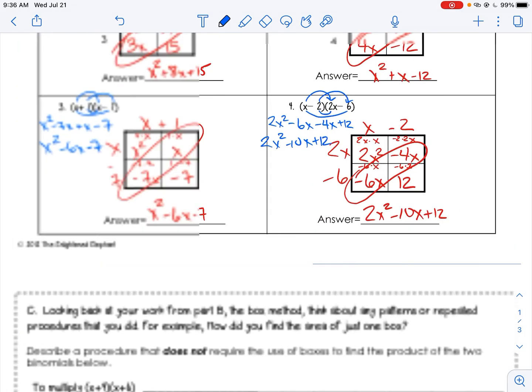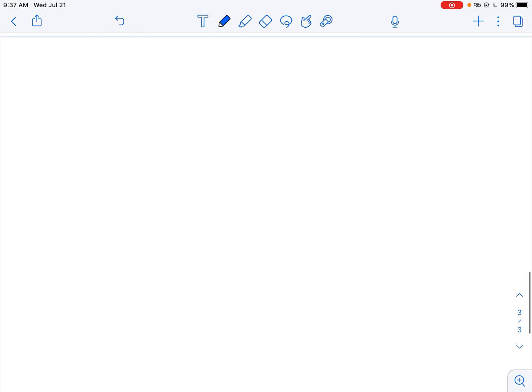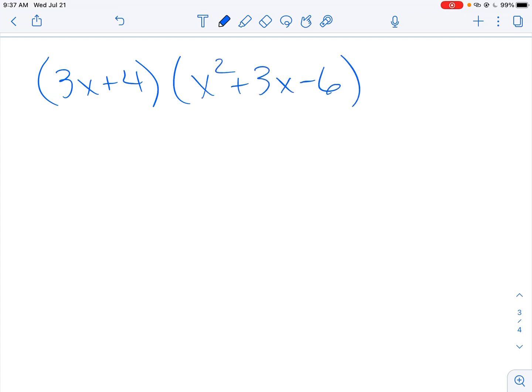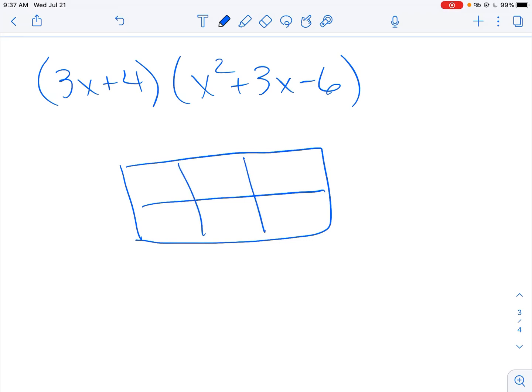Now, sometimes you have something like this, 3x plus 4, and you have x squared plus 3x minus 6. Okay, if you're going to do something like this and use the box method, you would need to make it a little bit bigger, but it's the same concept.